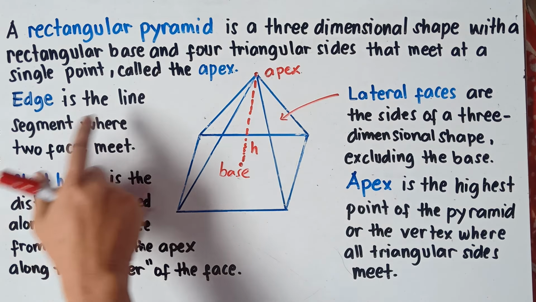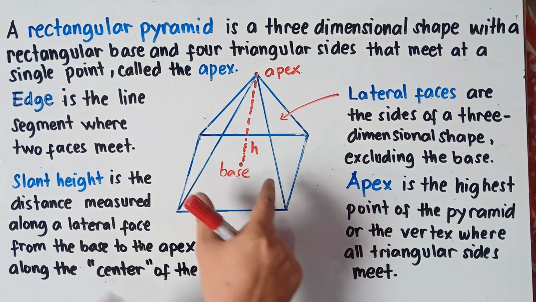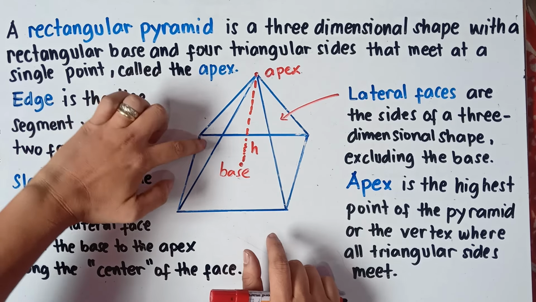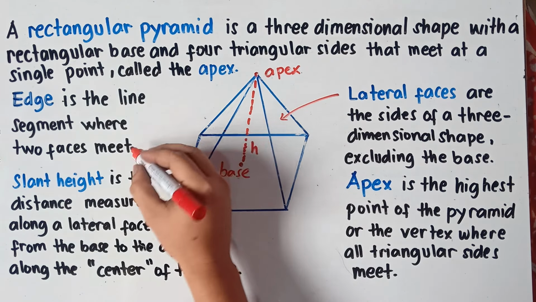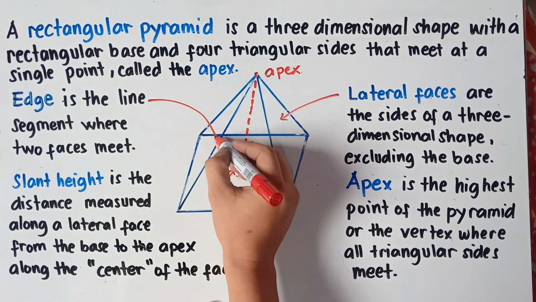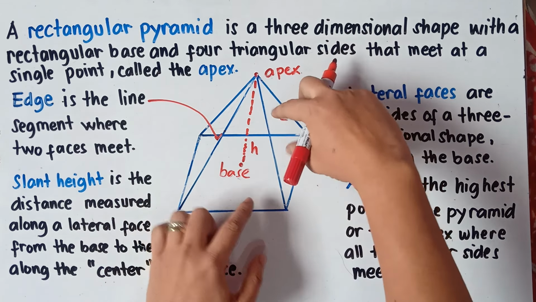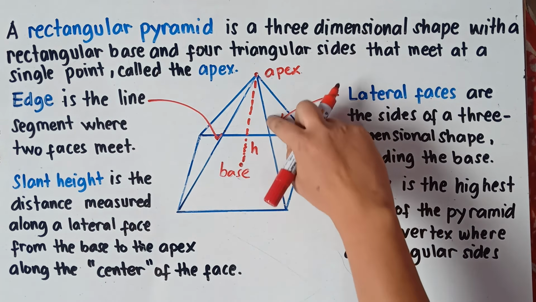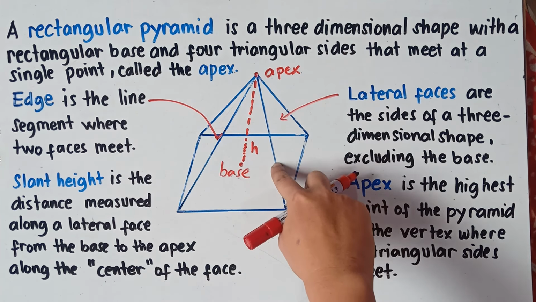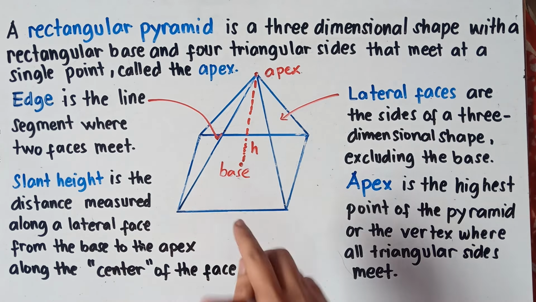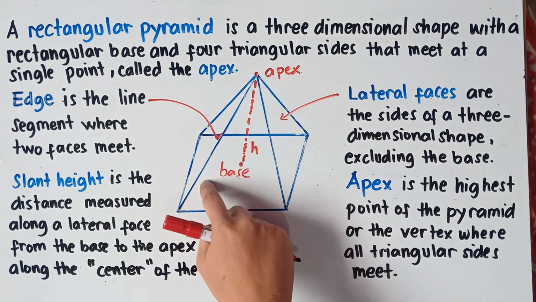Now the edge is the line segment where 2 faces meet. So this face together with this face, when they meet, this one right here, class, is what we call the edge. Once again, this face together with this face, when they meet, this is the edge. I hope it's clear to you, class, with regards to the edge. When 2 faces meet, this line segment is what we call the edge.